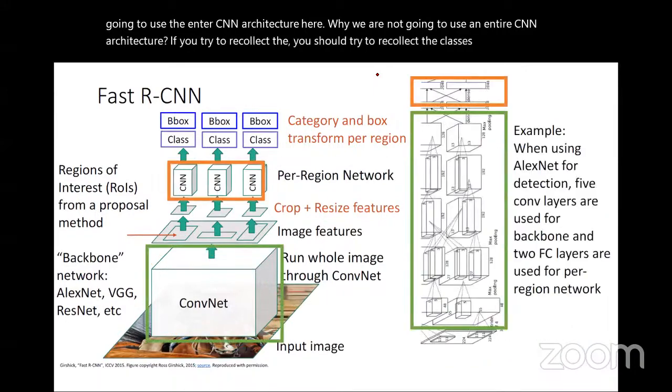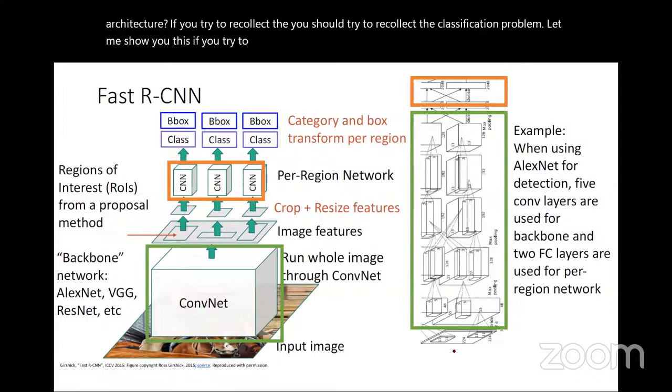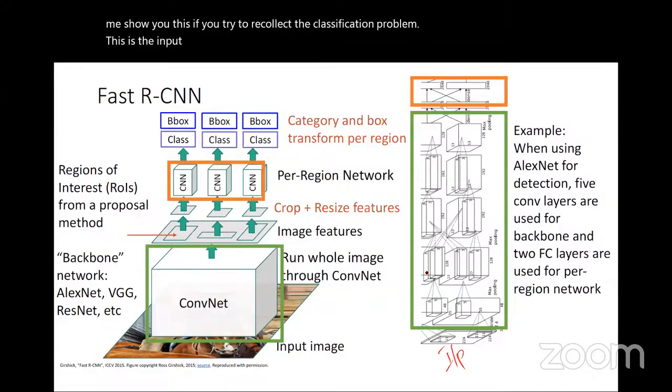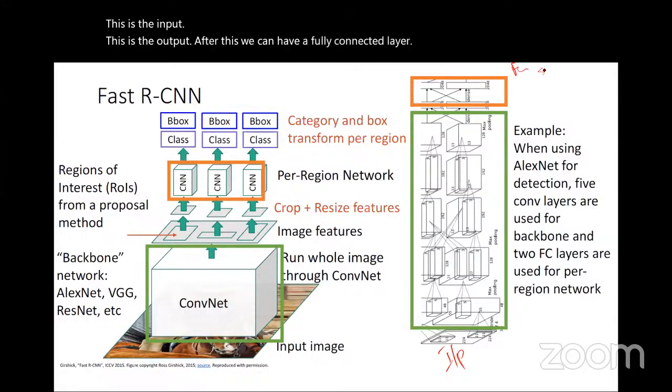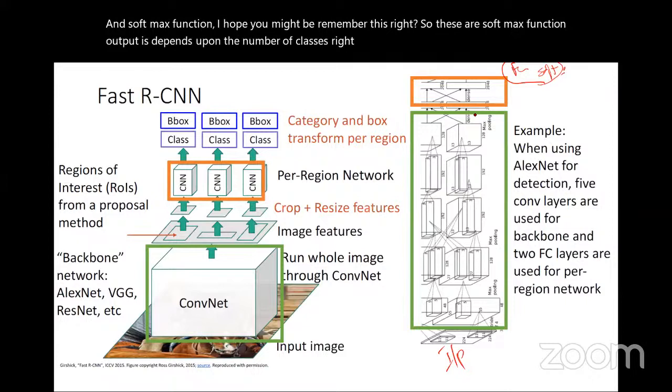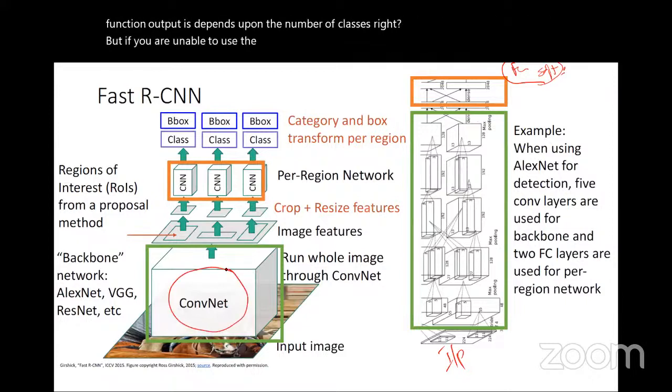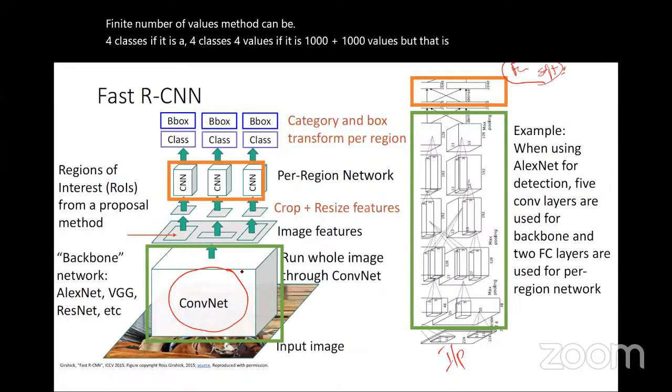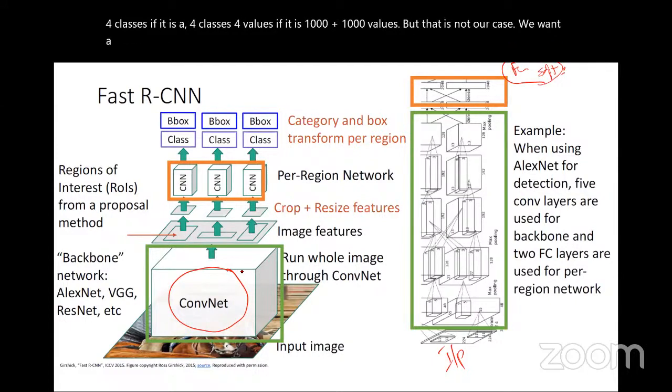classification problem, let me show you this. If you recollect the classification problem, this is the input, this is the output. After this, we have a fully connected layer and a softmax function. I hope you remember this, right? The softmax function output depends upon the number of classes. If we use the entire architecture here, the resultant output will be a finite number of values: if it's 4 classes, 4 values; if it is 1000 classes, 1000 values. But that is not our case. We want features.